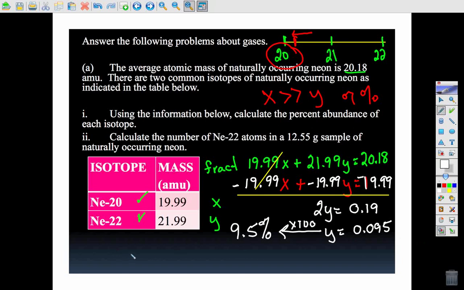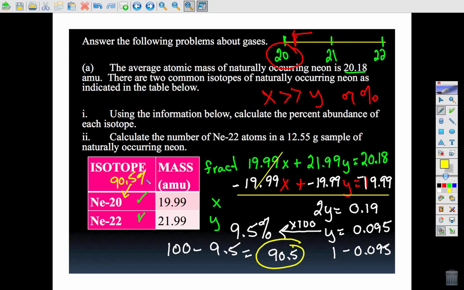Now to find my percent abundance for X, I can simply take 100 minus the percent. I could take 1 minus the fraction as well. I think it's just easiest to do it as the percent now that we're already here. And I get 90.5%. And so that would be our second answer here. So this isotope is 90.5% abundant, and this isotope is only 9.5% abundant, just as we predicted earlier. Okay. Now, let's go on to the next one.